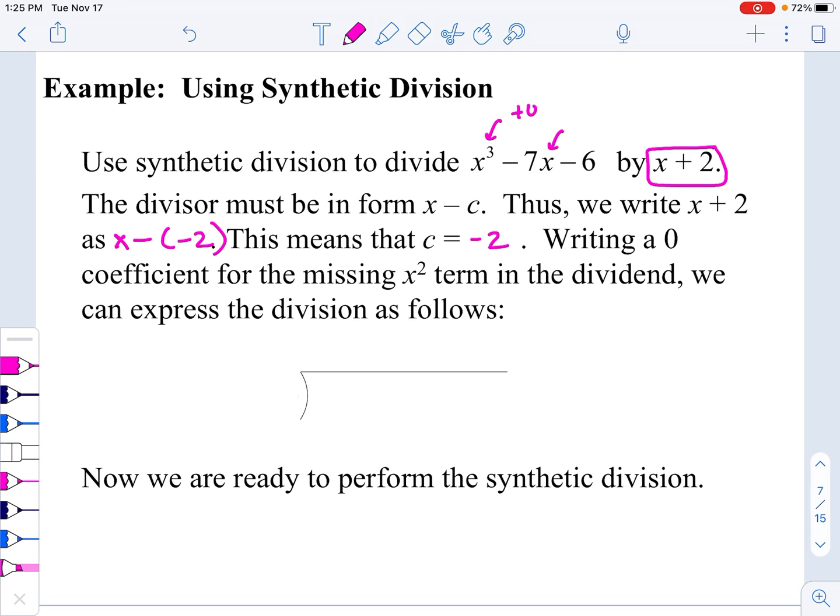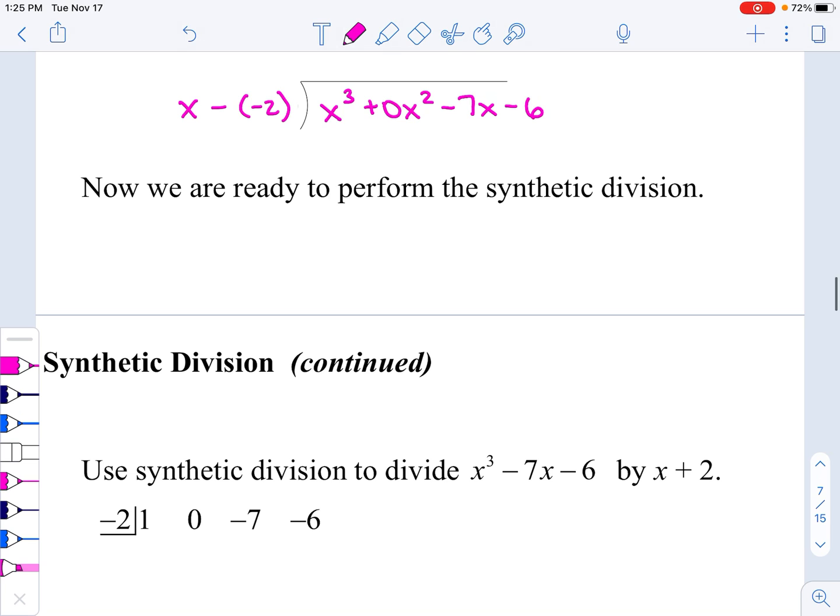That means we also have a 0x to the second, so we're going to use a 0 in place of that term. It says we can express the division as follows. So technically we have an x minus a negative 2 that's dividing into an x to the third plus a 0x squared minus a 7x minus 6. It says now we're ready to perform the synthetic division.